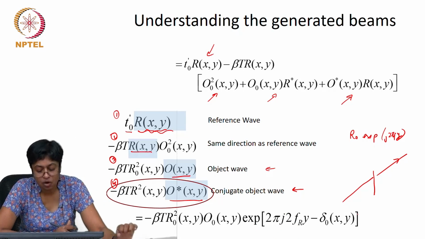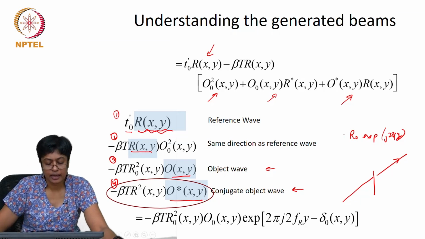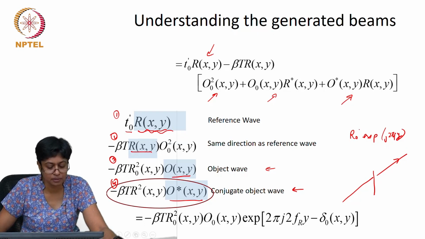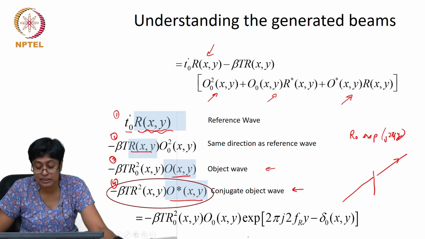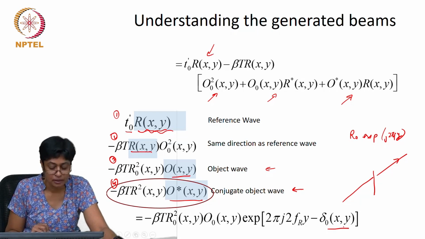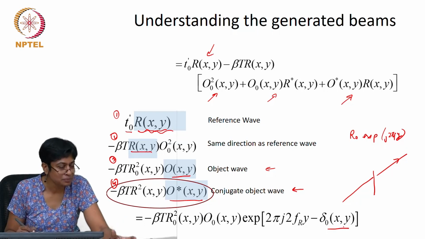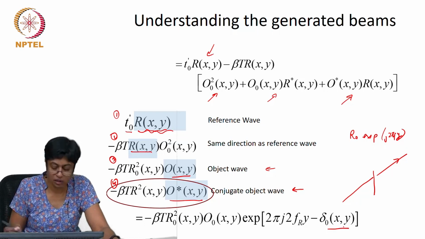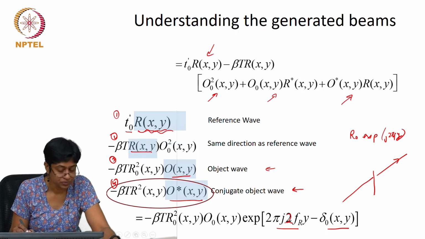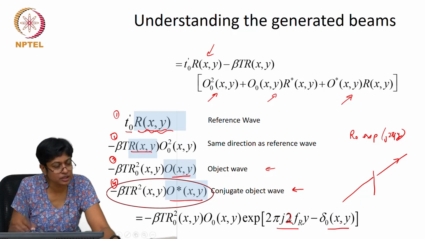So, the beam of interest to us is beam number 3, the object wave, and if I write it out explicitly, you can see it contains the phase of the object. That is the phase we are interested in, but the phase term does not have only the phase of the object, it has this phase. Because it is R naught squared, there is an extra 2 here.